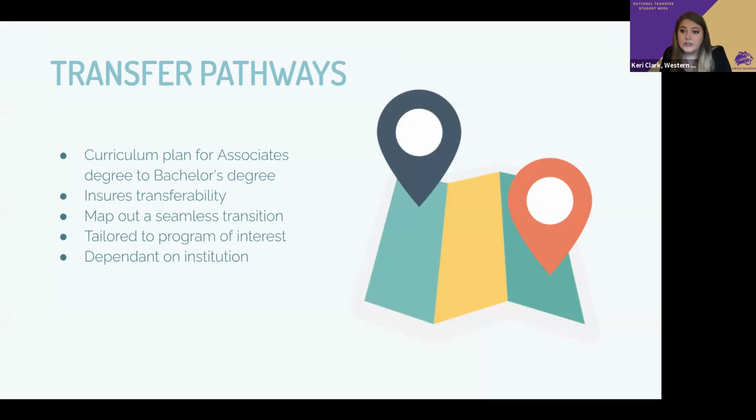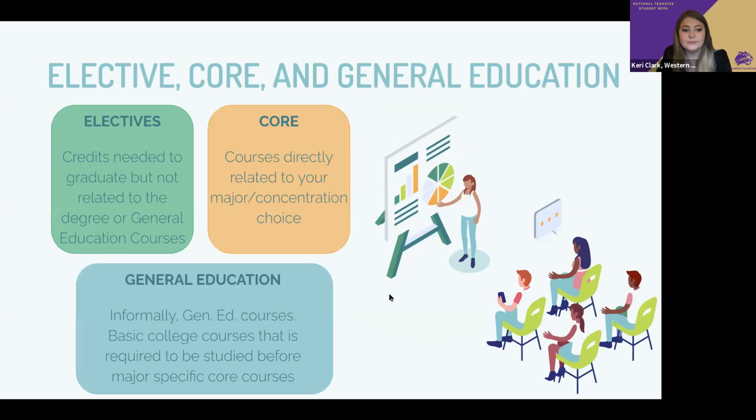It's often tailored to the program of interest. And of course, it is dependent on the institution. So if you are interested in looking at different transfer pathways available, keep that line of communication open.